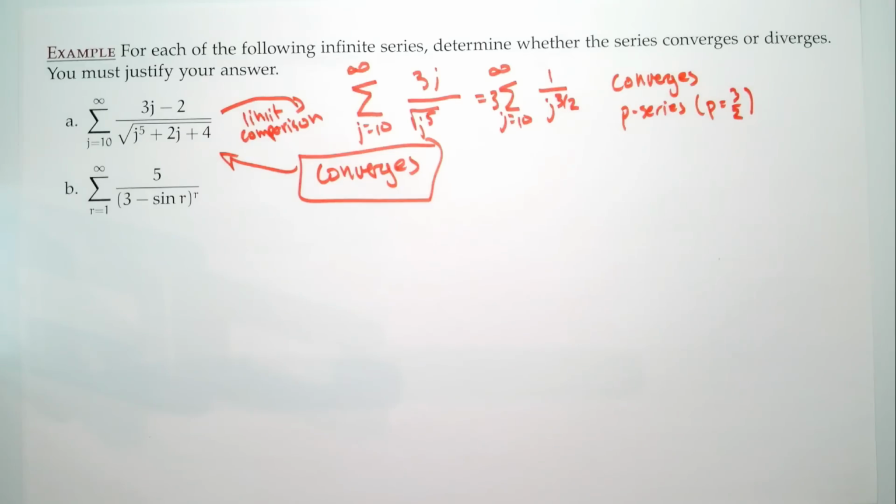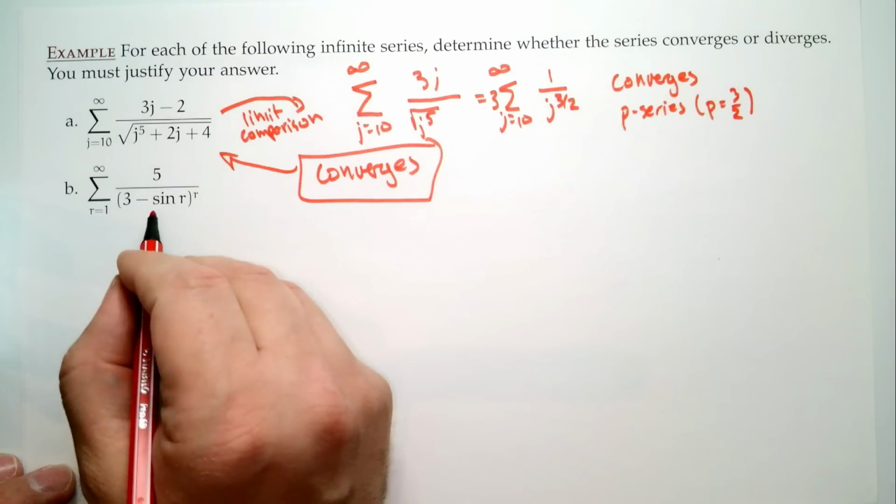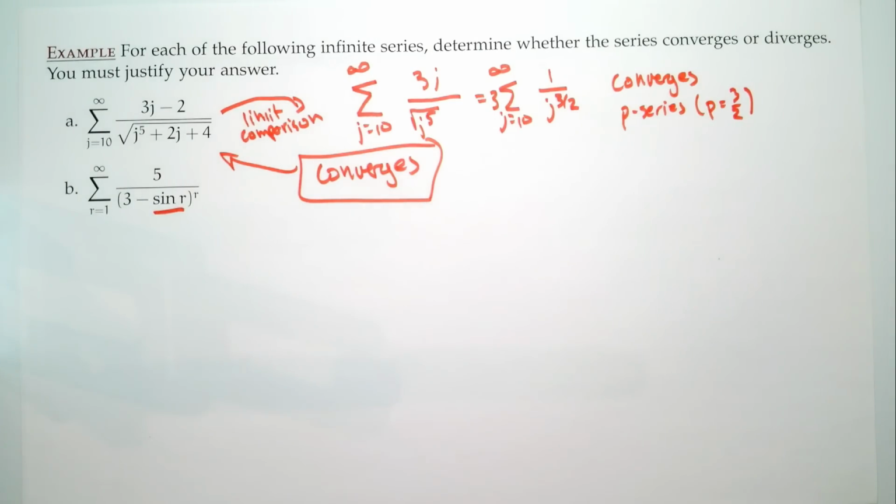All right, B. 5 over 3 minus sine of r, to the power r. Well, that's really different. Now, the problem is sine of r is hard to predict because it'll move around. Sometimes it'll be very small. Well, very small, meaning what? -1, right? It'll go somewhere between -1 and 1, but it's hard to predict where it will be. So it's not so clear.